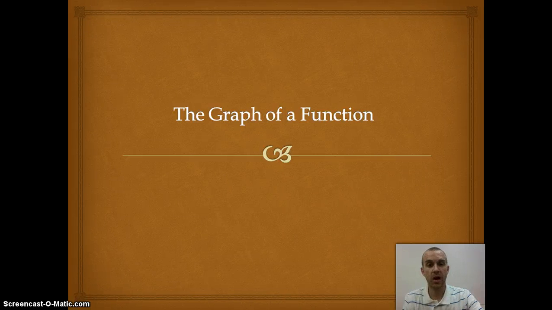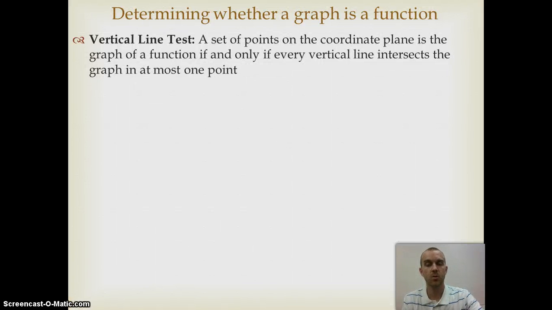In this video, we'll explore the graph of a function. Now, when we want to determine whether a graph is a function, we use the vertical line test. What we do is run vertical lines through the graph to verify that a vertical line does not touch the graph at more than one point anywhere on that graph.